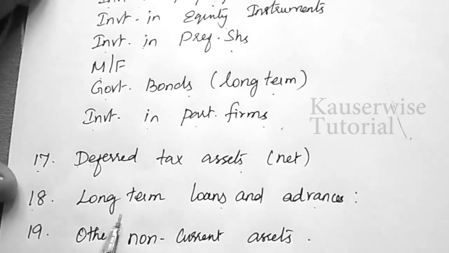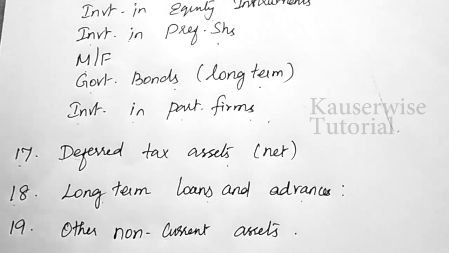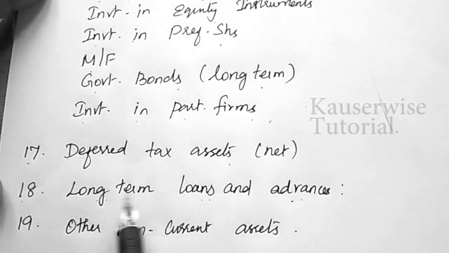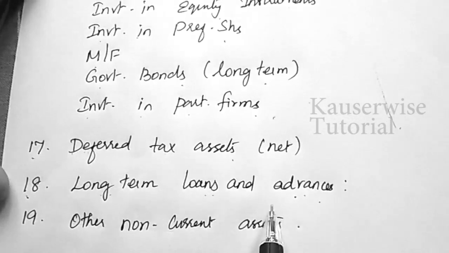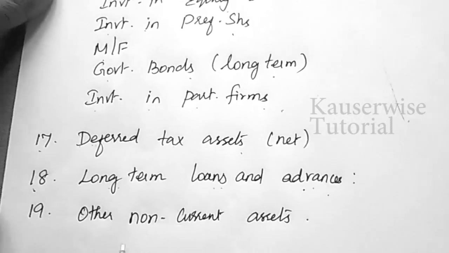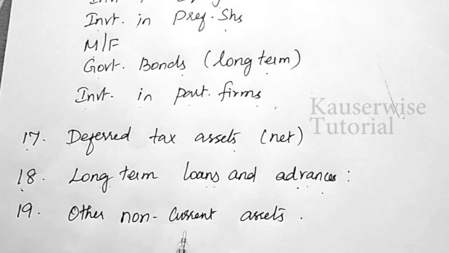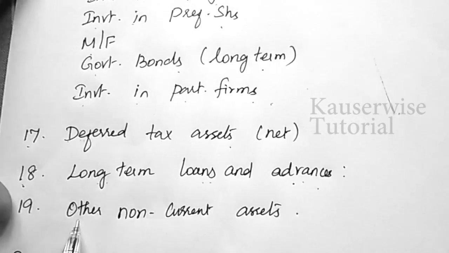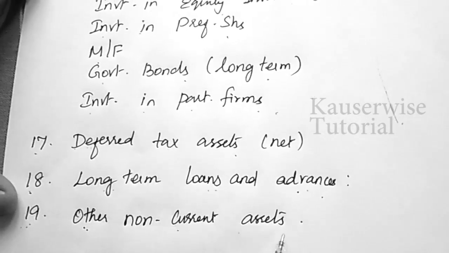Working note number 18 is long-term loans and advances. If the company provides any amount for outsiders as long-term loans and advances, it will be recorded under working note number 18. So this is also one of the components of assets. And next one is other non-current assets. So apart from the other things, if there is any other non-current asset, that will be recorded in the 19th working note, that is other non-current assets.